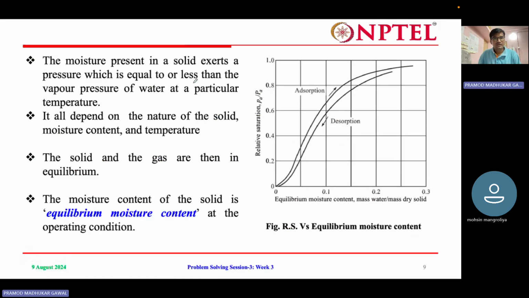The moisture present in the solid exerts a pressure which is equal to or less than the vapor pressure of the water at a particular temperature. Based on that, pressure equal to or less than, the moisture has a particular term, so we will see on the next slide. It all depends on the nature of the solid, moisture content and temperature, right? The solid and gas are in equilibrium. The moisture content of the solid is the equilibrium moisture content at the operating conditions.